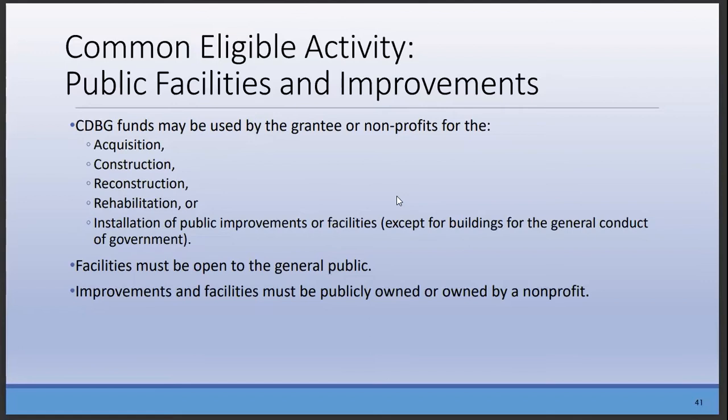Under public facility and improvement categories, CDBG funds may be used by the grantee or nonprofits for the acquisition, construction, rehabilitation, reconstruction, or the installation of public improvements or facilities, except for buildings used for general conduct of government. Facilities must be open to the general public, and the improvements and facilities must be publicly owned or owned by the nonprofit. As mentioned in previous presentations, if you're interested in applying for public facilities and improvements, also known as construction activities, please view the presentation on organizational requirements, which has been posted onto the CDA website. I'm skipping these next slides that provide analysis about public facilities and improvements to be viewed at your leisure.